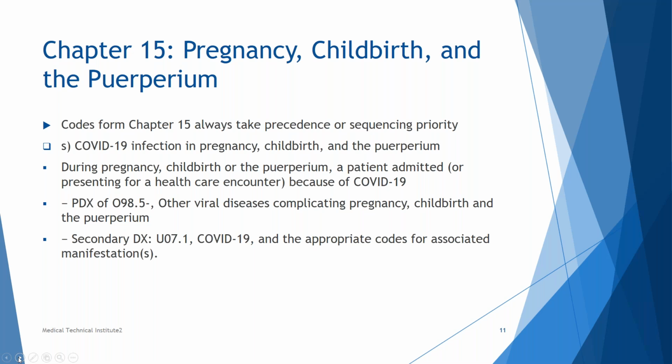So for the most part, like I said, O for obstetrics, they take sequencing priority over every code in your ICD-10 book. So that would be our code, the O98.5, followed by U07.1. Now, of course, there are some clinical indicators that may be present, like fever, cough, shortness of breath, and only a suspected case is documented at this particular point.